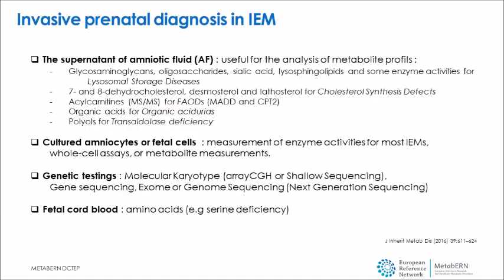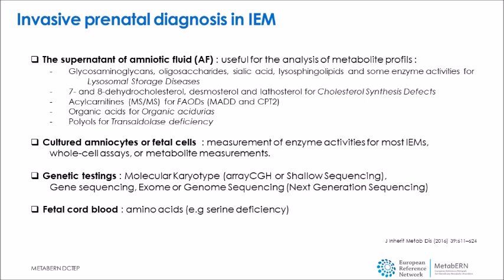The supernatant of amniotic fluid is useful for the analysis of metabolite profiles. For example, glycosaminoglycans, oligosaccharides, sialic acid, lysosphingolipids, and some enzyme activities can be measured for lysosomal storage diseases. As well, 7 or 8 dehydrocholesterol, desmosterol, and lathosterol can be useful for detection of cholesterol synthesis defects. Acylcarnitine can be measured by MS/MS in case of fatty acid oxidation suspicion, as well as organic acids for organic aciduria and polyols for transaldolase deficiency.